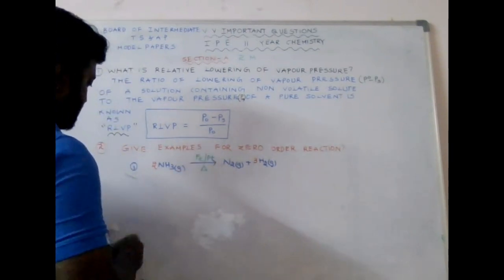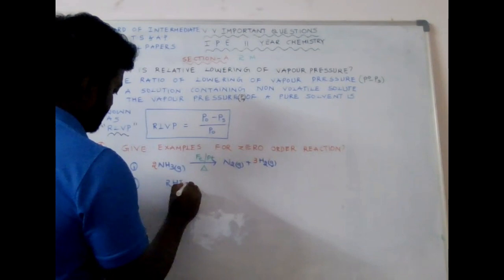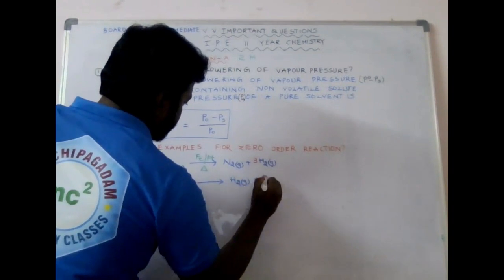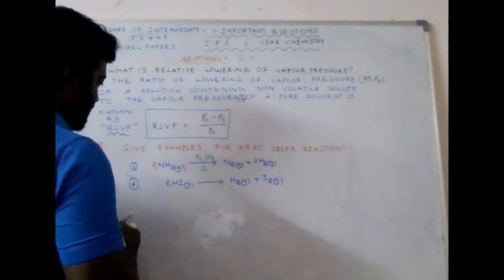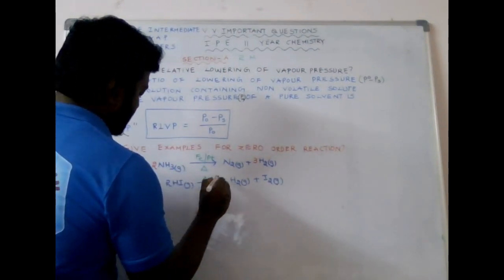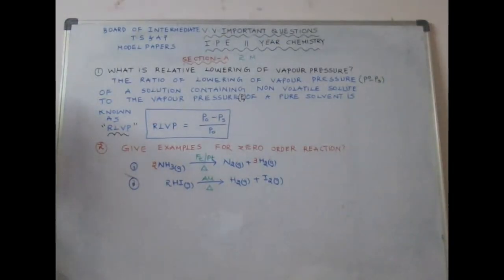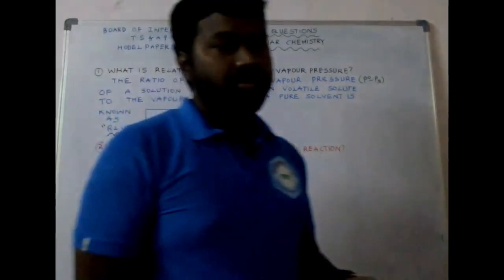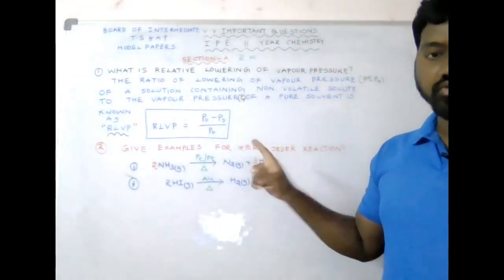This is one example. The next example is also a famous example, hydrogen iodide. Hydrogen iodide gas will give hydrogen gas as well as iodine gas. Both of them are gaseous reactions only. Here the catalyst is gold, and we are heating this. These are the two examples: ammonia giving nitrogen and hydrogen, and hydrogen iodide gas giving hydrogen and iodine. For each one you will get 1 mark.